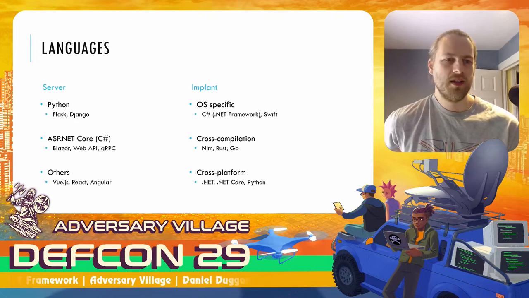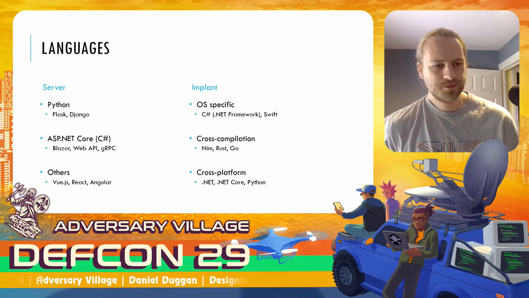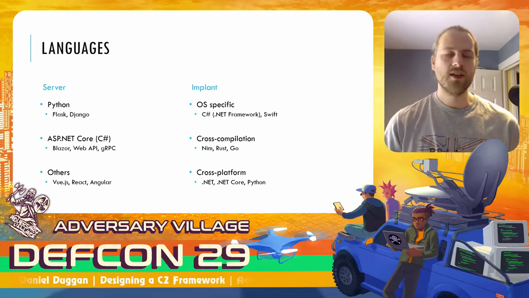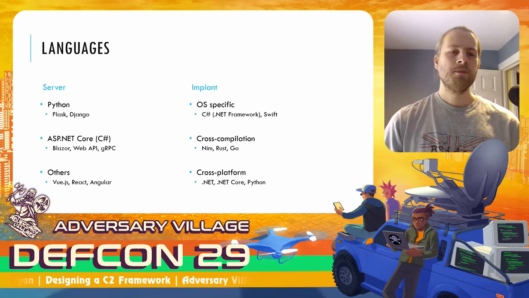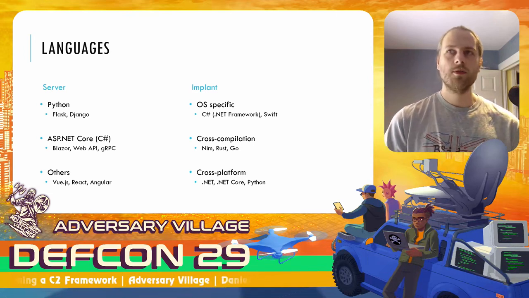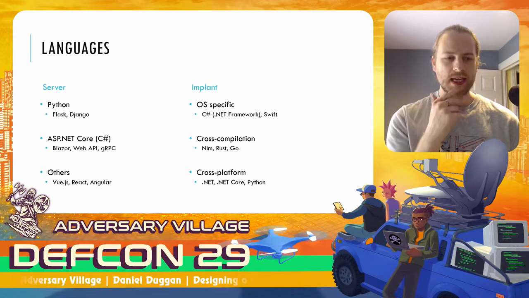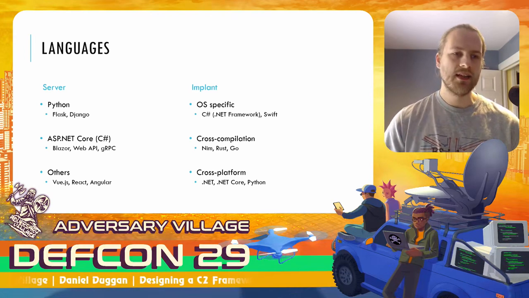So you have Python ones like Flask and Django, and lots of different ones in C Sharp. You have Blazor, which provides a nice web UI. You can have something that's driven more by APIs or RPC. And you have lots of others like Vue, React, and Angular.